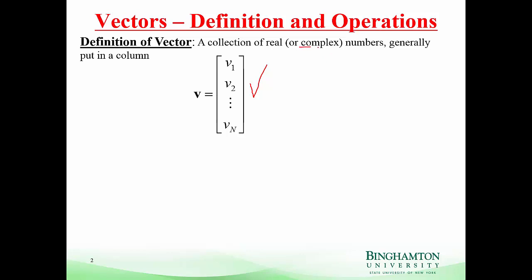Now, I do state here that we can allow the numbers to be complex valued, although we will not deal with complex values in this course, but in many applications, it's necessary to deal with complex numbers. But we won't do that. And we say generally put in a column. We can talk about row vectors, where we put the elements in a row rather than in a column. But for the most part, when we say a vector, we mean a column vector, at least in this course.